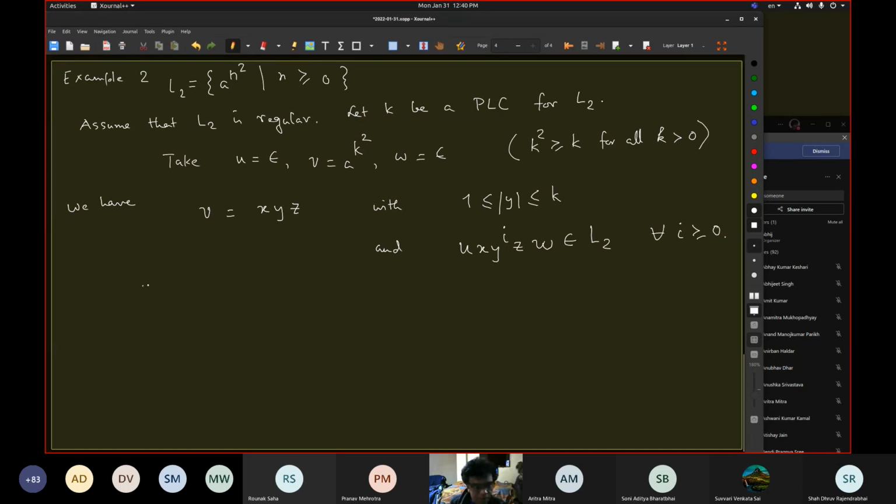Now I take i equal to 1, and let's say the length of Y is something like L. Sorry, i equal to 1 is the original string itself. I will take i equal to 2. U, X, Y square, Z, W. U and W are actually empty. But if I pump in Y once, what string will it be? A to the power K square plus L.